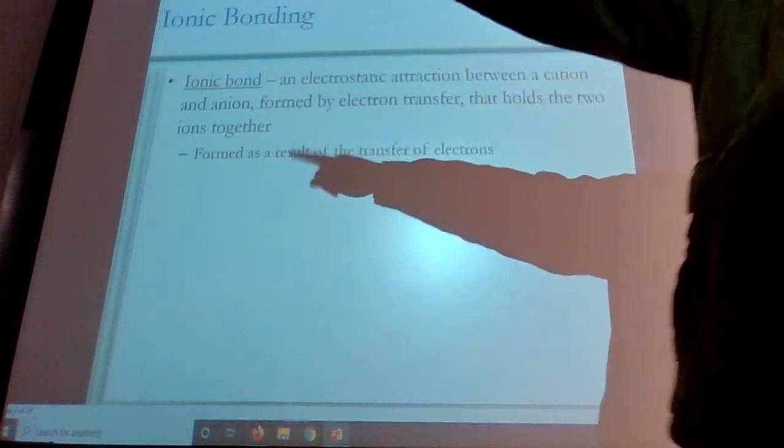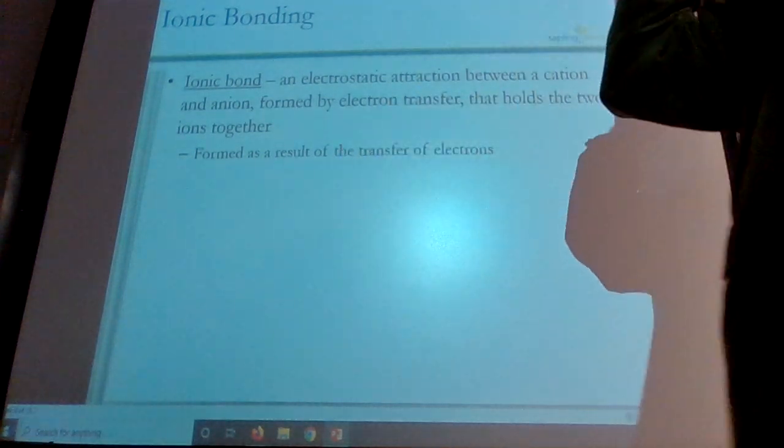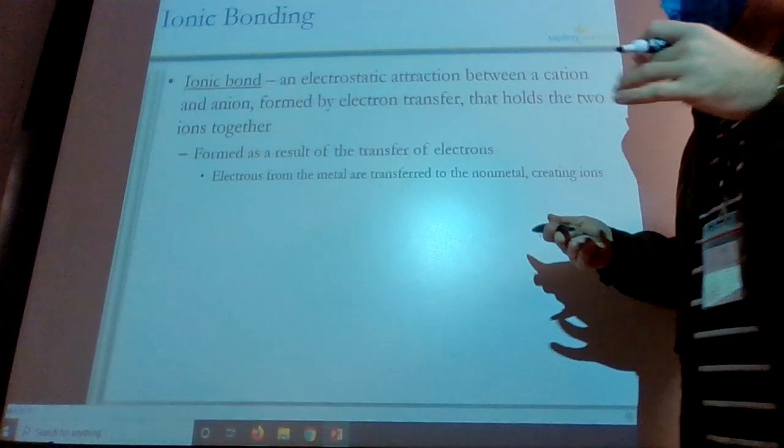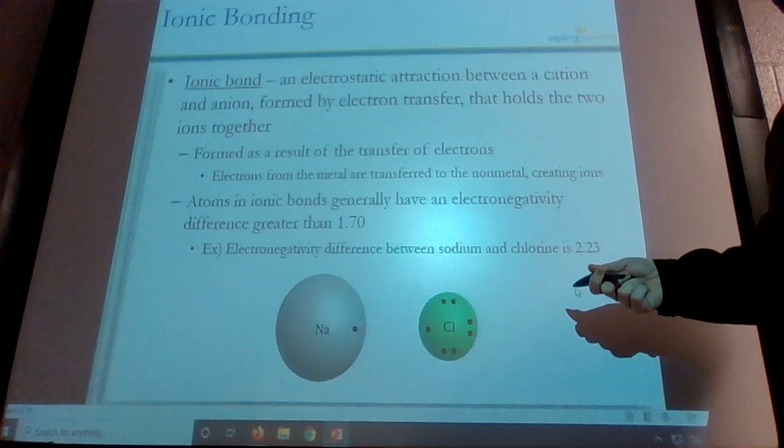You're going to actually have the electron from sodium leave the sodium and go over to the chlorine, and that's how you're going to draw it out.